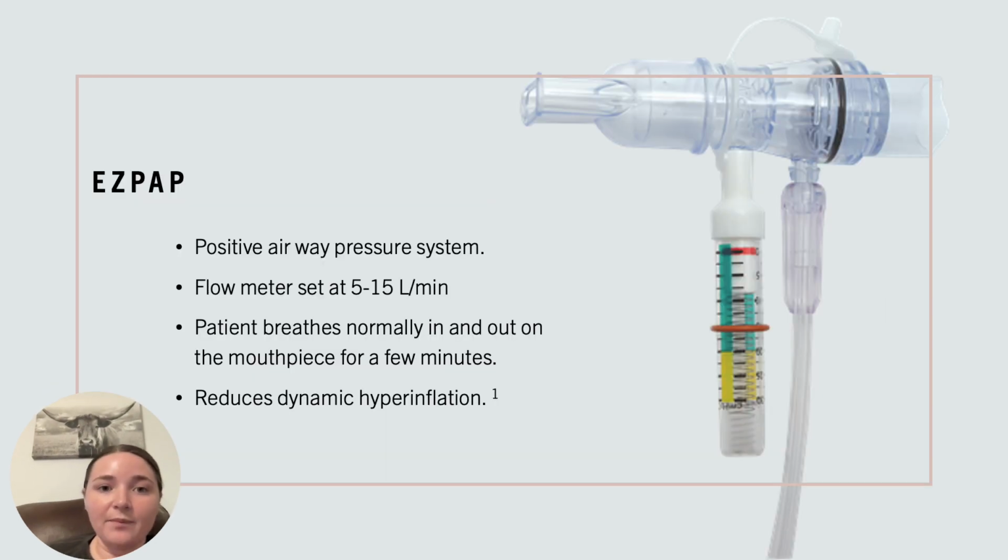For our EasyPAP, this improves the functional residual capacity. It is a positive airway pressure system. We're going to set the flow meter at 5 to 15 liters a minute. The patient breathes in and out normally on the mouthpiece. This device reduces dynamic hyperinflation, which achieves relief of the respiratory muscles and allows for better breathing.